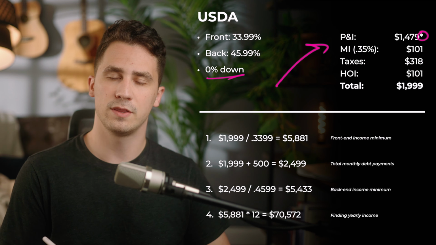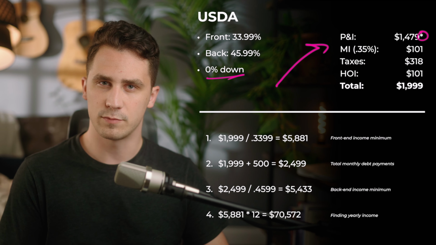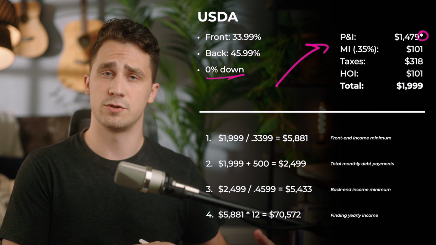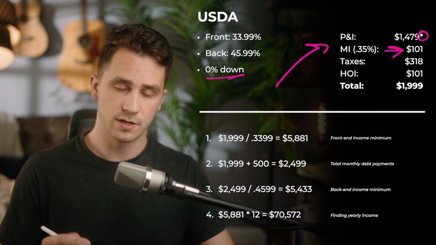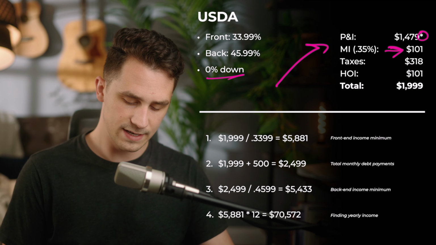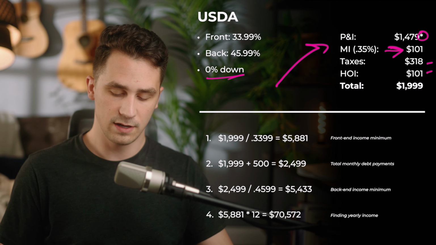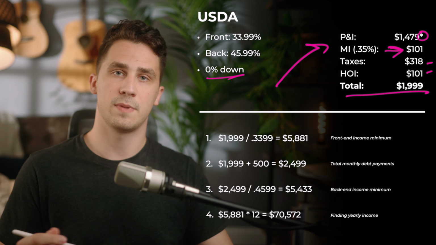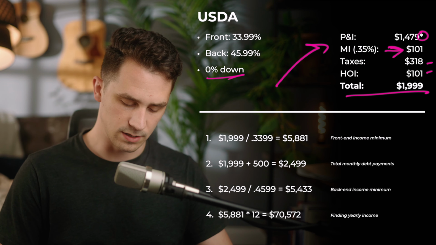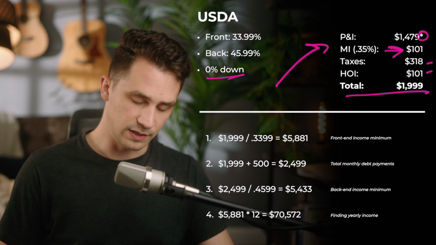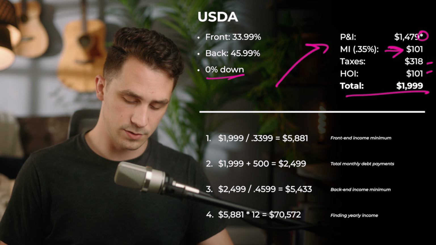USDA has a monthly mortgage insurance of 0.35%, so quite a bit lower than conventional and FHA, but it is $101 per month. Taxes would be $318, homeowners insurance would be $101, and that gives us a total monthly payment for a USDA loan of $1,999 per month.